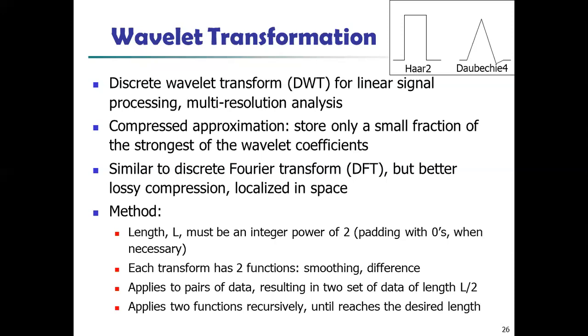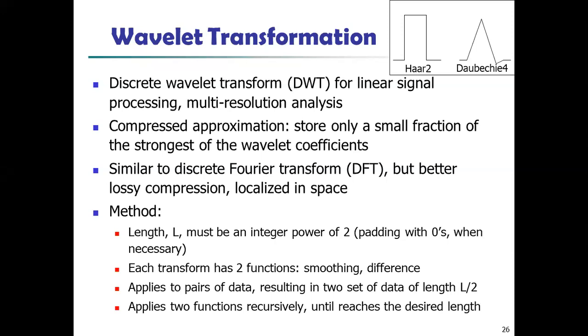The second point is that each transform has two functions, used to convert from one wave to another. One is the smoothing function and the second one is the difference function. The third point is that the method applies the two functions to pairs of data, resulting in two sets of data of length L/2.